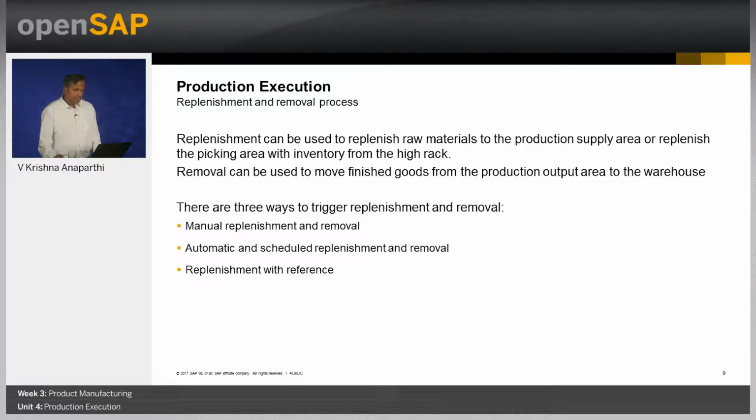The final slide of this unit is primarily the replenishment and removal process. Replenishment can be used to replenish raw materials to the production supply area or replenish the picking area with inventory from the high rack. Removal can be used to move finished goods from the production output area to the warehouse. There are primarily three ways to trigger replenishment and removal. 1. Manual replenishment and removal. 2. Automated and scheduled replenishment and removal with the help of automated runs, and finally replenishment with reference.